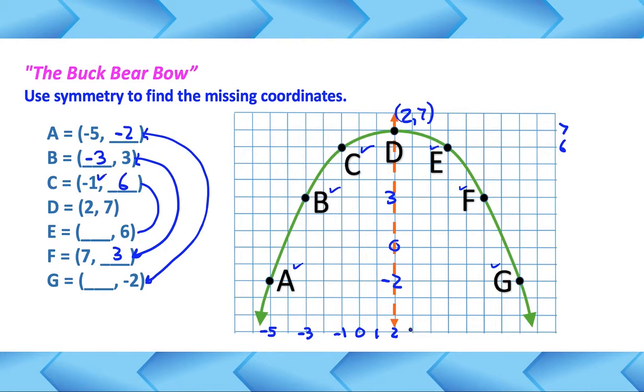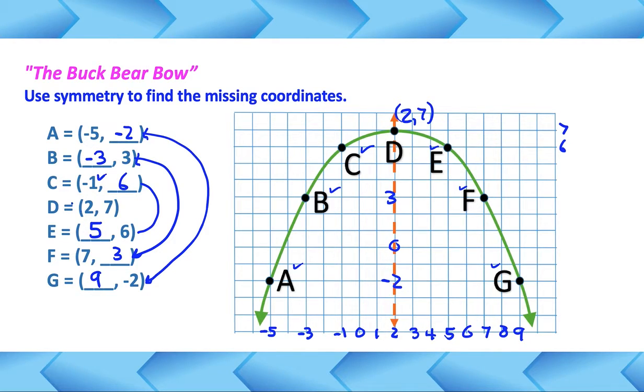Checks out. This is 3, this is 4, this is 5. E should be at 5. Here we go. This is 6, this is 7. Checks out. 8 and 9. There we go. So you can use symmetry for the y values. X values, you might just have to use spatial sense or count a little bit.